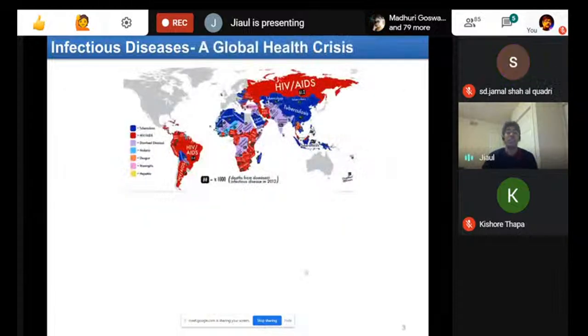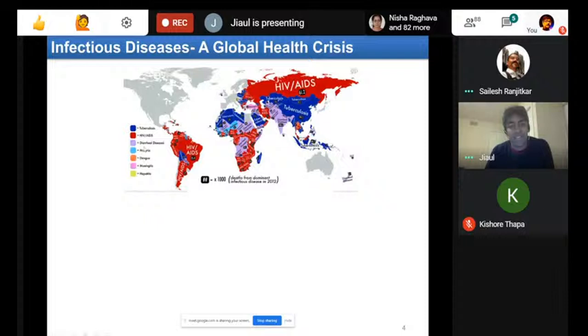But if we look at this old map here, technically infectious disease has always been a global health crisis, a global health issue. This chart shows the different types of infectious diseases, for example tuberculosis, HIV, diarrhea, malaria, dengue, and all others. Different countries have suffered different types of diseases, and it has always been a serious public health concern.